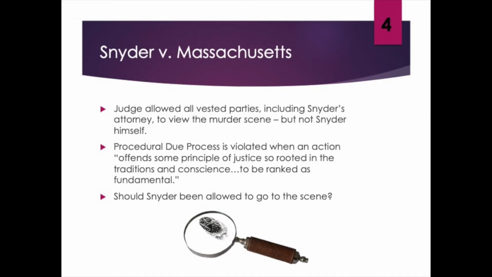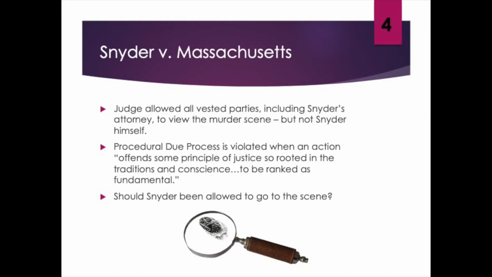He appealed his conviction to the Supreme Court, asserting that under the Constitution he had a due process right to view the crime scene as part of his defense. The court ruled against Snyder. It said that procedural due process is violated when an action offends some principle of justice so rooted in the traditions and conscience of our people as to be ranked as fundamental. In this case, denying Snyder the right to attend the viewing did not violate his right to due process because the judge controlled the viewing and Snyder's counsel was present.